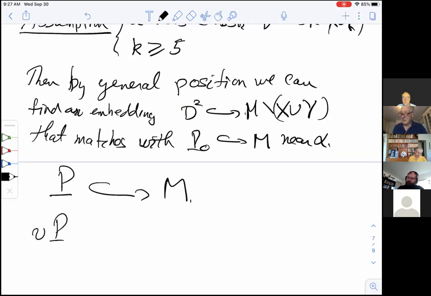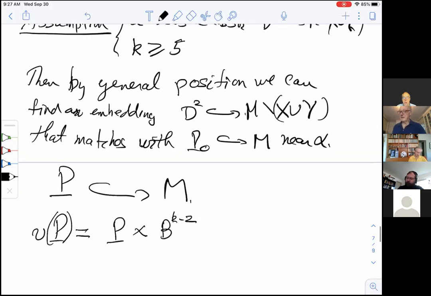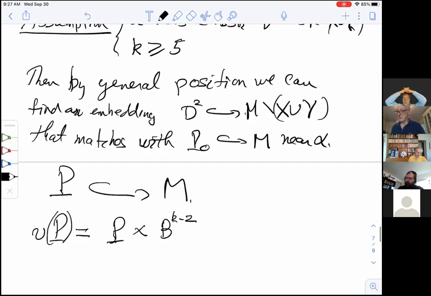So what does a neighborhood of P look like? A neighborhood of P looks like P cross a ball of dimension k minus 2 of radius some epsilon. I won't say what the epsilon is. Simply because P is now contractible, therefore its normal bundle is trivial. Choose a trivialization of the normal bundle, and that will produce a diffeomorphism of a neighborhood of P in M with P cross a ball, where the original embedding is P cross 0, okay?